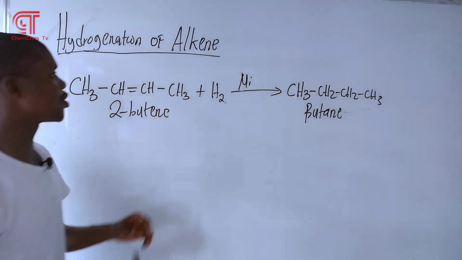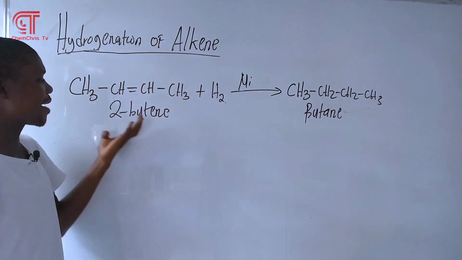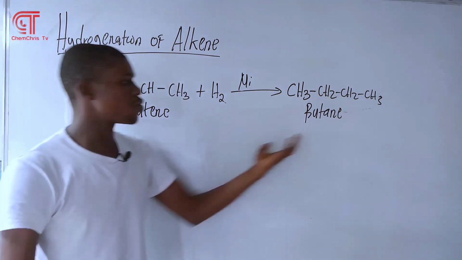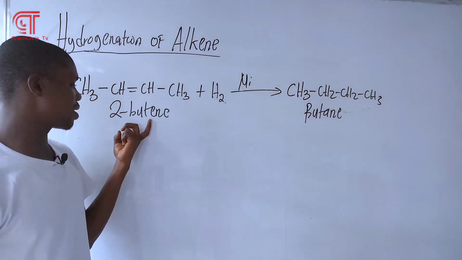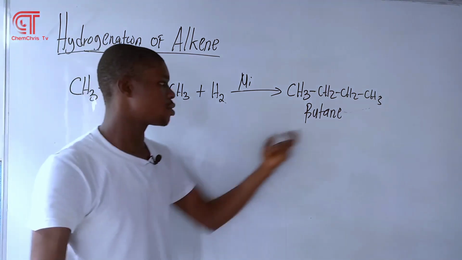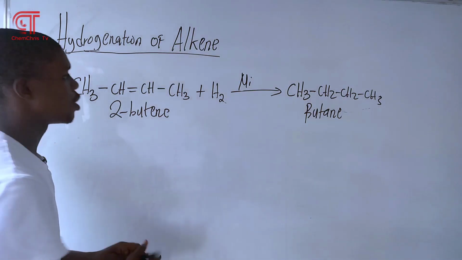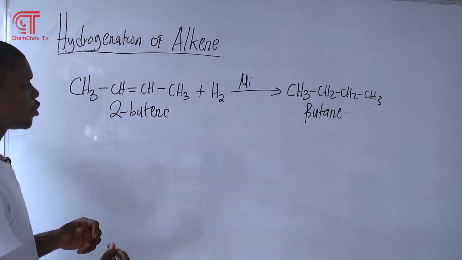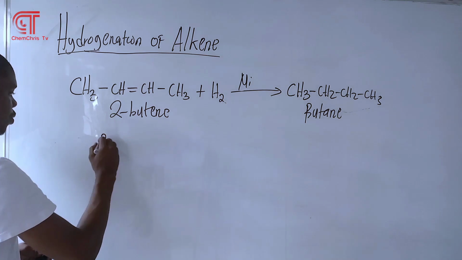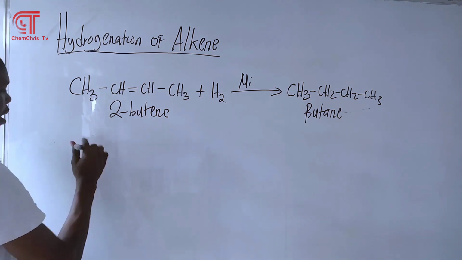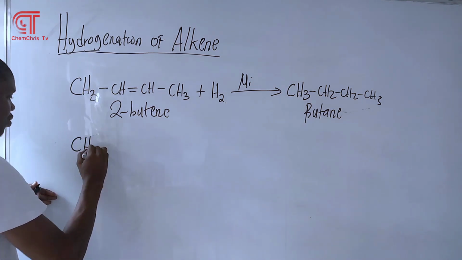So in a hydrogenation reaction, the alkene is only converted to alkane. That is why the butene, which is 2-butene, is converted to butane. You need to take note of that. In some cases, you are going to see it like this. CH3.